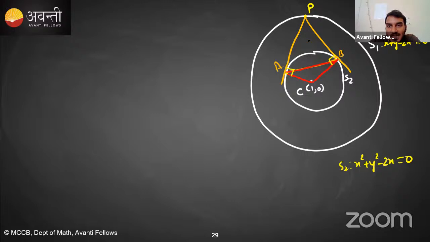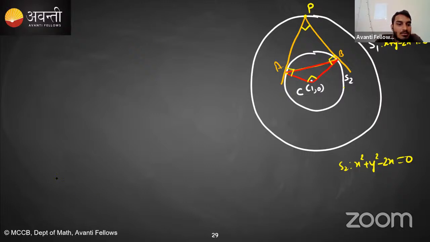And the point P, what is it? Point P is a point which is lying on the director circle of S2. So we know the angle between the tangents PA and PB is 90 degrees. Yes or no? So in the quadrilateral PACB, three angles are 90 degrees, so of course the fourth angle will also be 90 degrees. Is this clear?